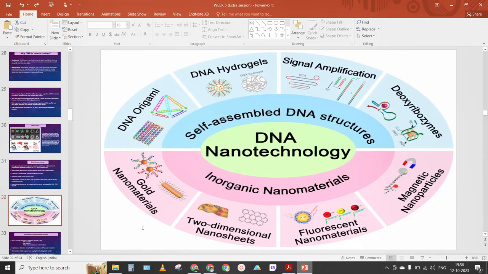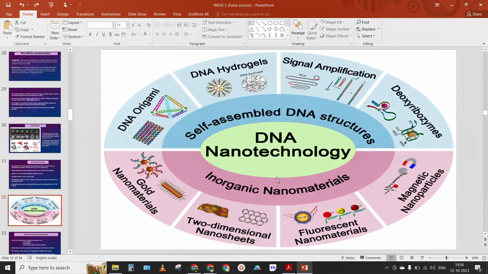Then the DNA nanotechnology applications. I have divided this DNA nanotechnology into different classes: self-assembled DNA structures and inorganic nanomaterials. The self-assembled DNA structures could be DNA origami, DNA hydrogels, signal amplifications, and deoxyribozymes. Then inorganic materials use gold nanomaterials with the DNA, two-dimensional nanosheets, fluorescent nanomaterials, and magnetic nanoparticles with DNA.